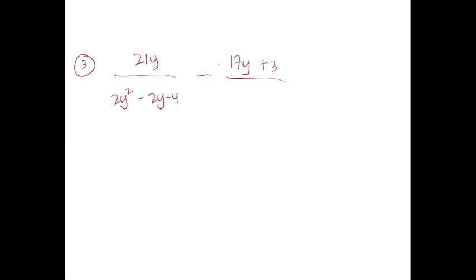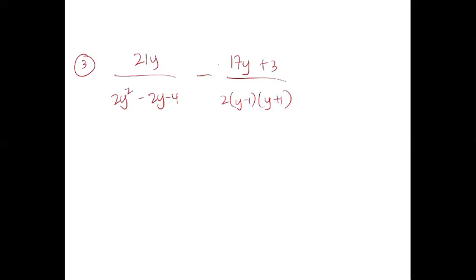For our third problem, we want to add or subtract the following. For number 3, we have 21y over 2y squared minus 2y minus 4, then minus the quantity 17y plus 3 divided by 2 times y minus 1 times y plus 1.